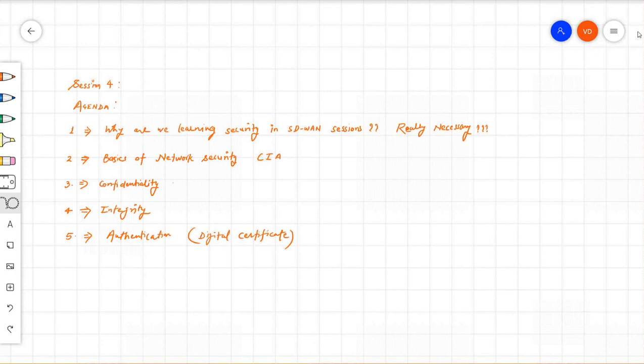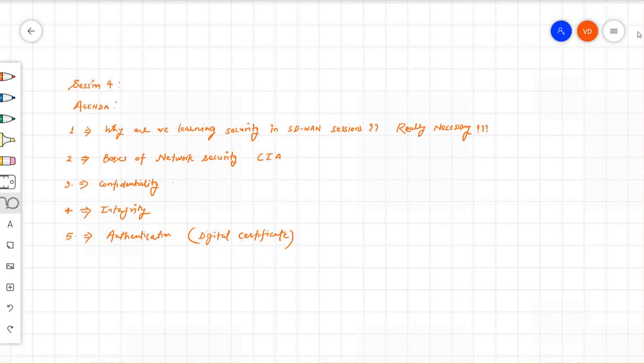So today we are going to discuss some of the network security principles. I was just wondering that people might think, why are we learning these security related sessions in SD-WAN? Is it really necessary? And the answer is absolutely, it is necessary. If you want to create your own lab, doesn't matter which platform you want to use, EVNG, CML, you should have a fair understanding of network security, especially authentication.